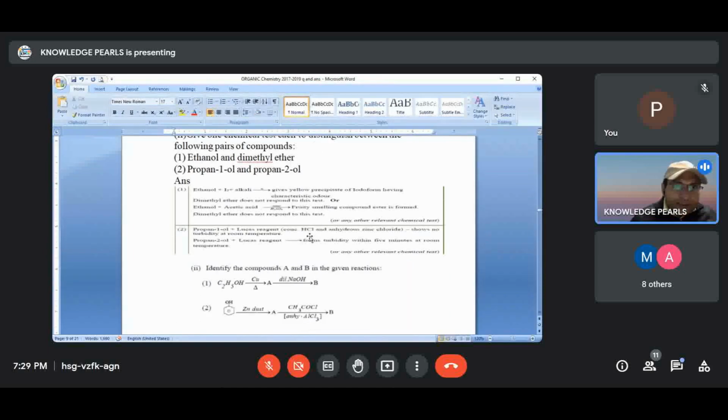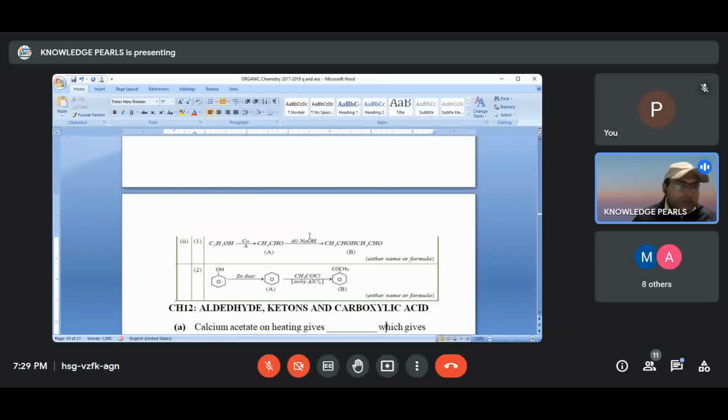Okay, so propane-1-ol and propane-2-ol. So fine, I am not going into much detail now. So this is the next chapter coming up: aldehydes, ketones and carboxylic acids.